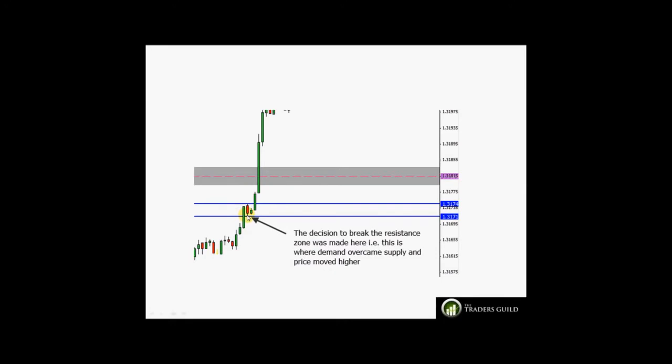Okay. Now we can see that this consolidation zone here was the most likely area where the decision was made to have a run at the higher SR zone and have a breakout. Okay, so this was the most likely area where the institutional demand came into the market, caused the supply-demand imbalance, and price attacked the SR zone or the resistance zone, and we had the breakout.